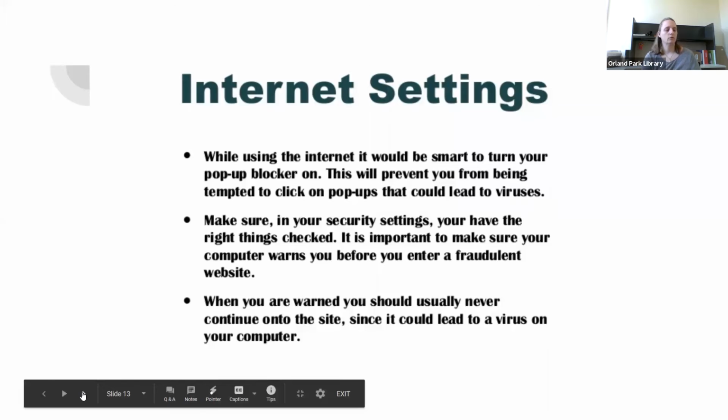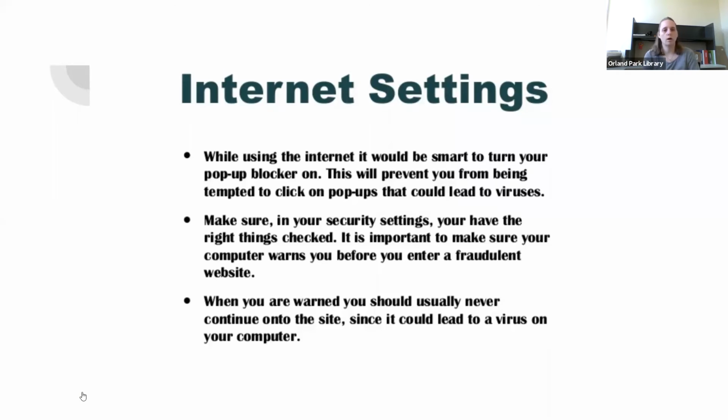Internet settings. For your settings, you're going to want to, again, make sure that you have things set up on your computer. While using the internet, it would be smart to turn on your pop-up blocker so that you're not getting some of those malicious ads that come up. Again, it will prevent you from being tempted to click on those pop-ups that could lead to viruses. And make sure that in your security settings that you have the right things checked.